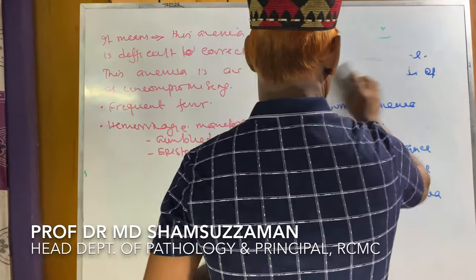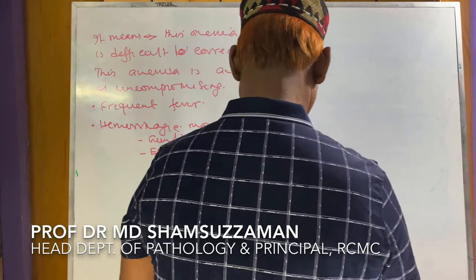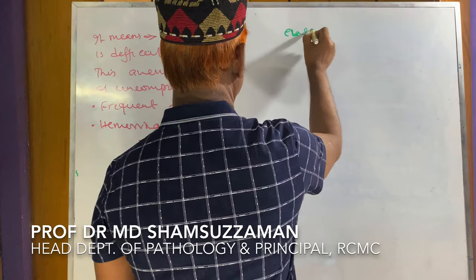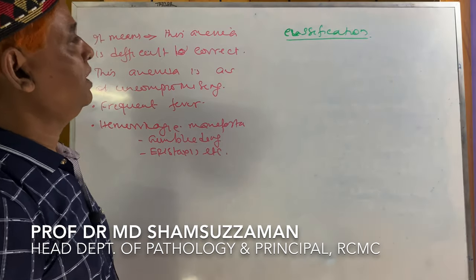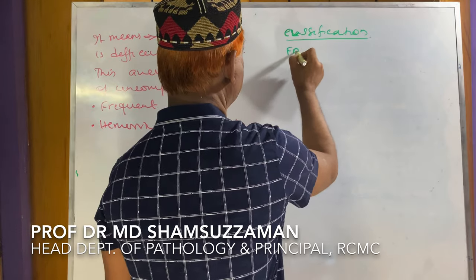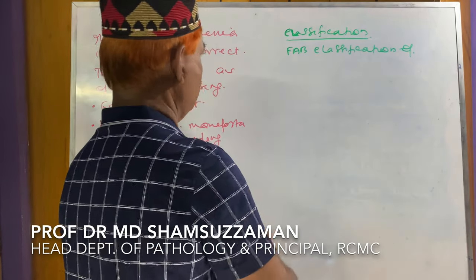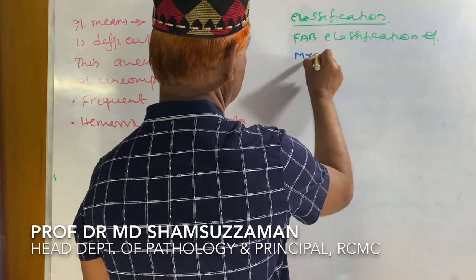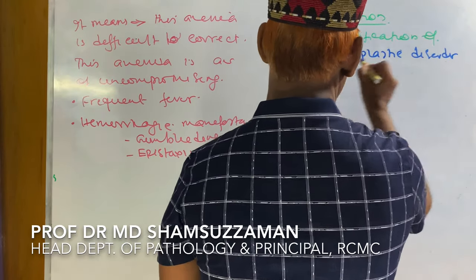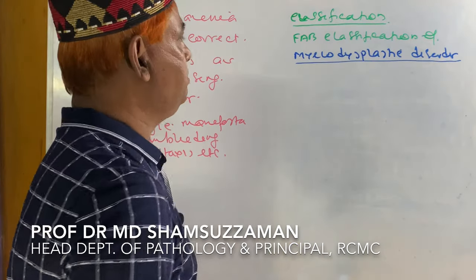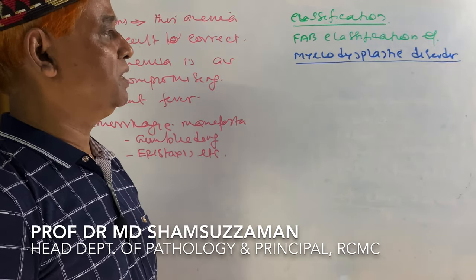Now come to what are the types or what is the classification of myelodysplastic disorder. It is classified by France, America, British, so FAB classification of myelodysplastic disorder. Dear audience, we can recapitulate. There is FAB classification of acute leukemia also, you know.